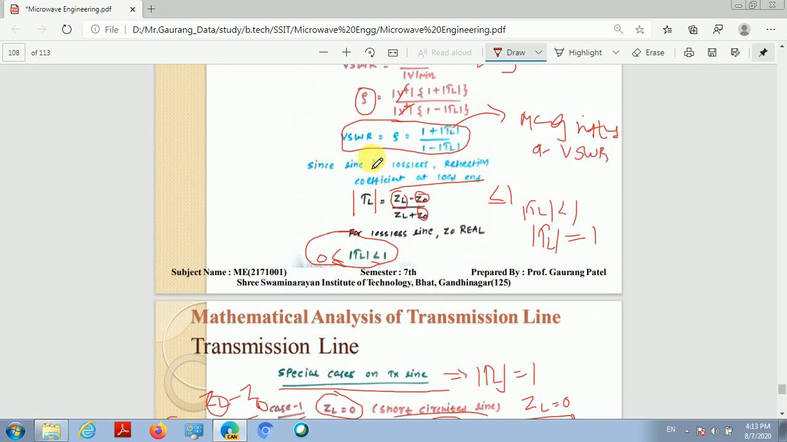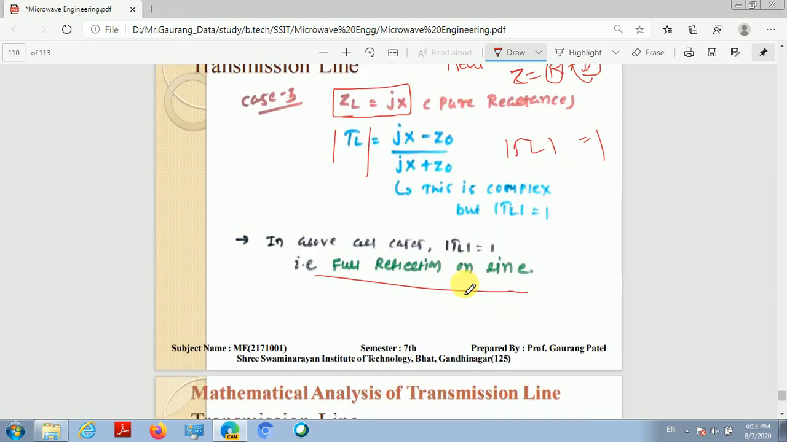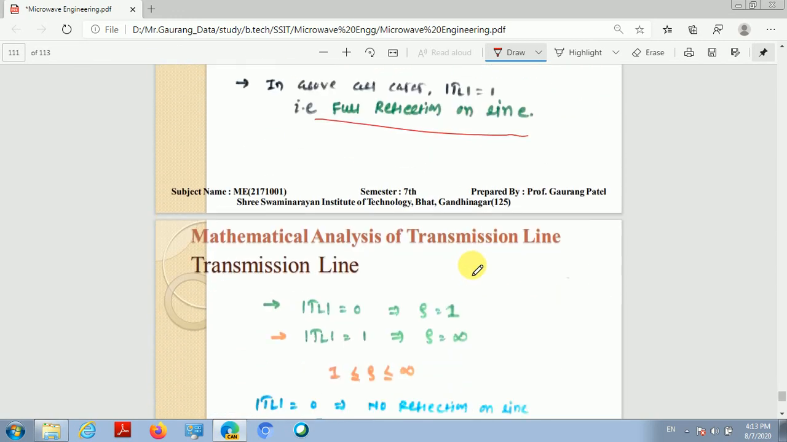So what is that relation? Rho is equal to 1 plus mod gamma L divided by 1 minus mod gamma L. So as we know, VSWR rho is equal to (1 plus mod gamma L) divided by (1 minus mod gamma L). What is the range of the value of the reflection coefficient? That is 0 less than or equal to mod gamma L less than or equal to 1.